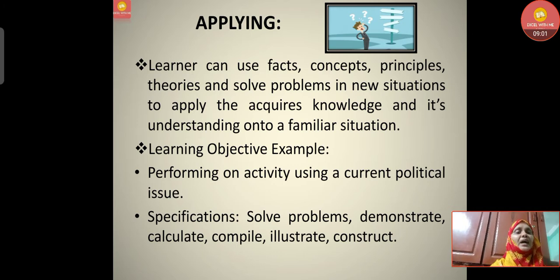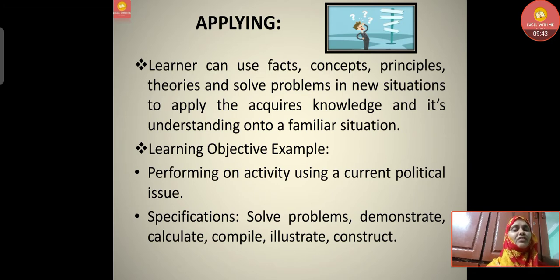Now applying. After remembering and understanding comes applying. Whatever knowledge is given to them, they will recognize or remember, they will understand thoroughly, and now where to apply this knowledge. Learner can use facts, concepts, principles, theories and solve problems in new situations, to apply the acquired knowledge and its understanding to a familiar situation. The teacher teaches one particular thing. When they go outside, they will recall those things and try to apply them in real situations.